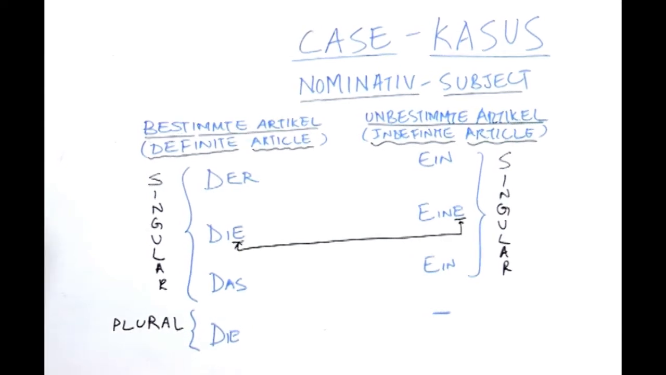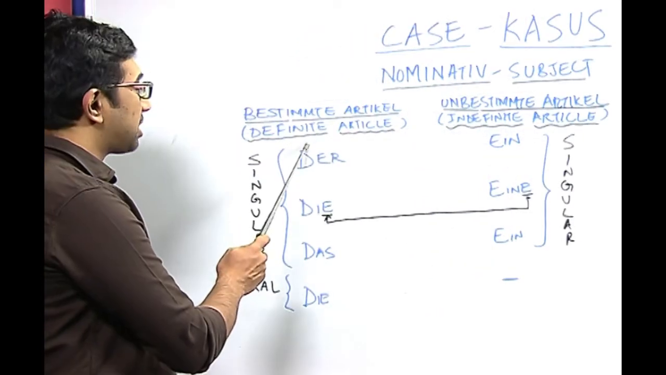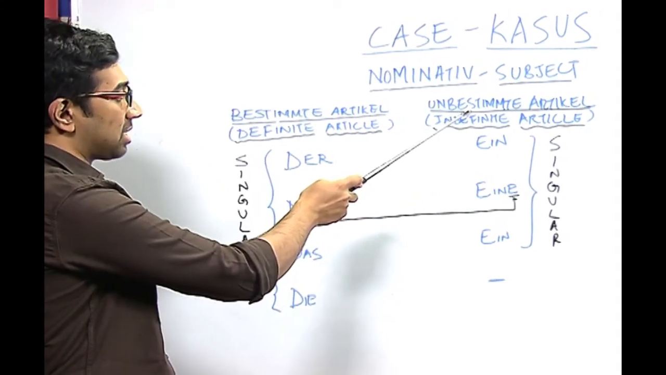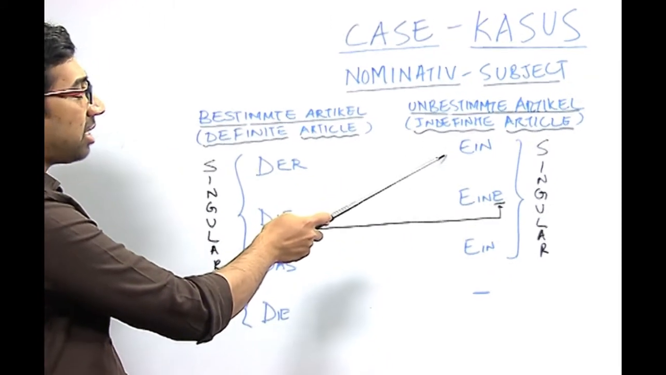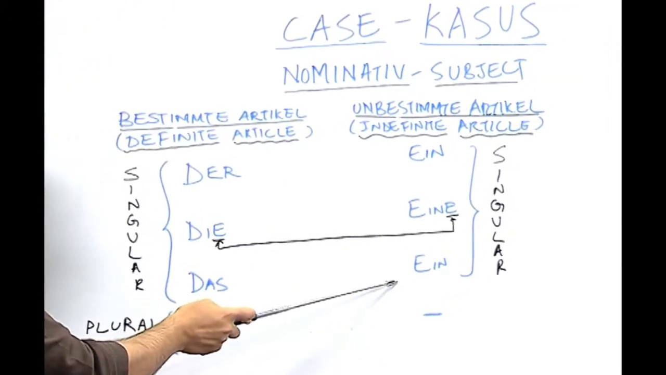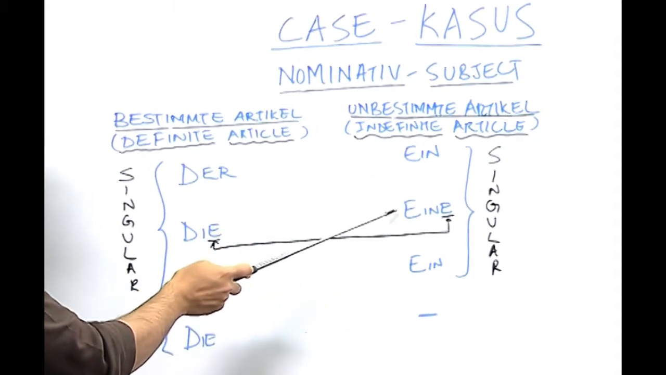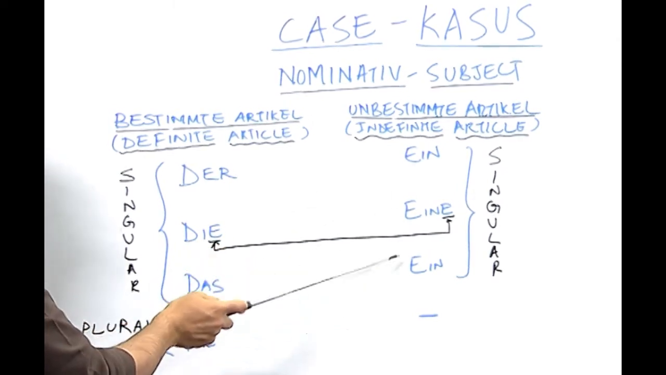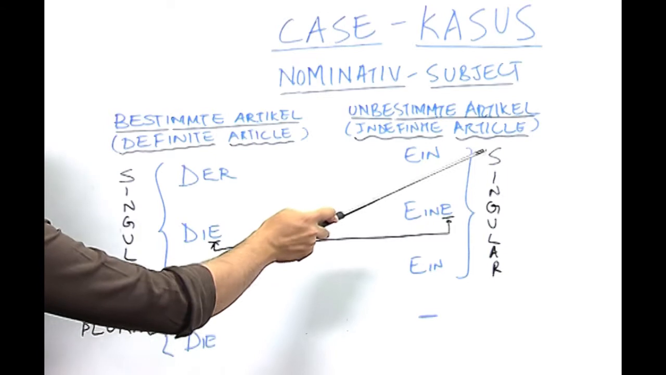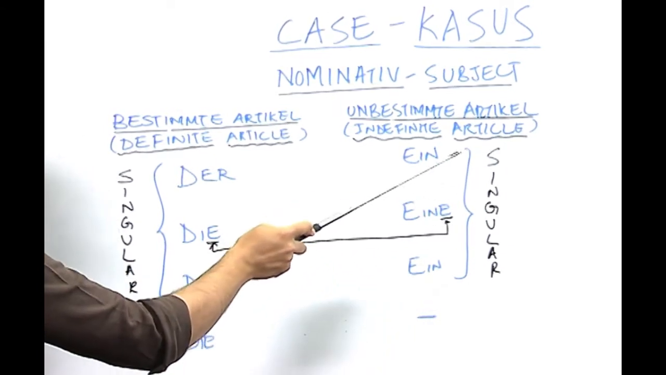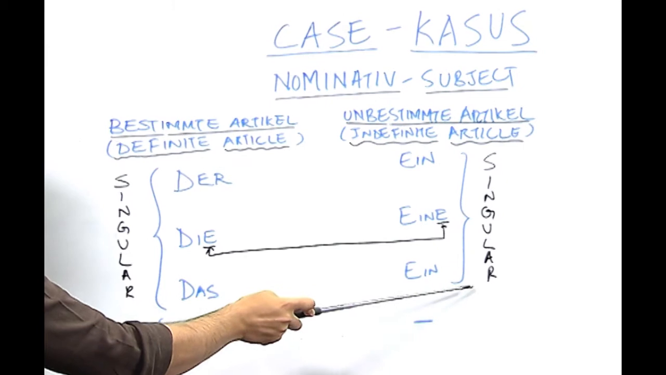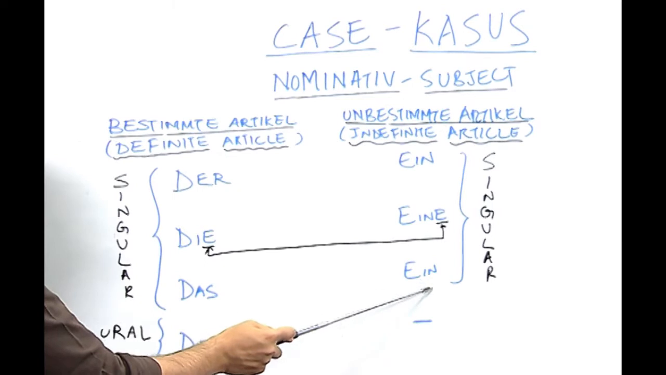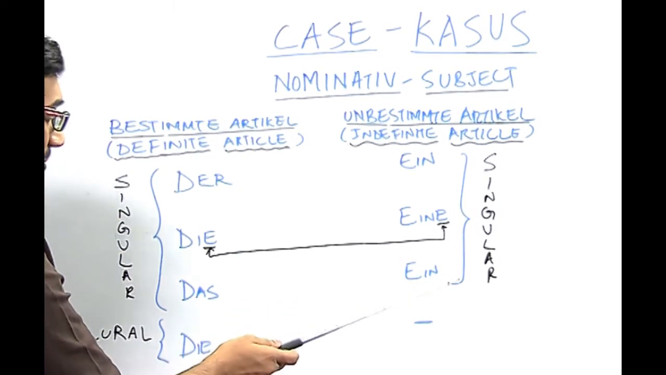Moving on to another aspect of the article, apart from the definite article, we have the indefinite article in German, which is also called the unbestimmte Artikel. Now, there are 3 kinds of unbestimmte Artikel in German: ein, eine, ein. I would like to tell you that these 3 articles are only singular in nature, and with their corresponding definite article, they always appear together.